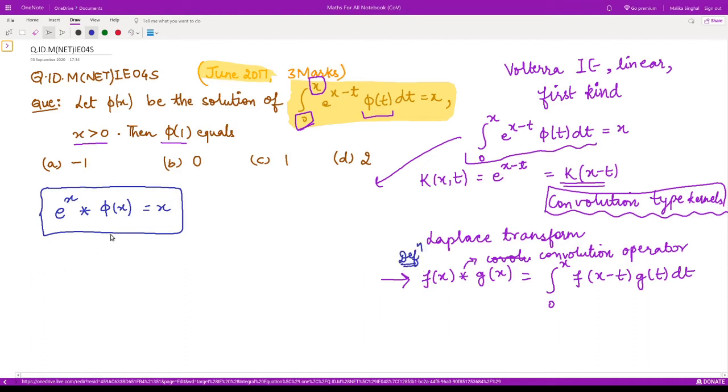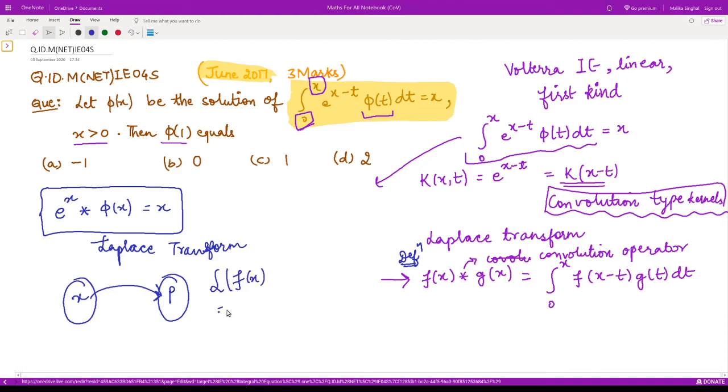Now to solve this, what we do is take the Laplace transform on both sides. What is the Laplace transform? It is a transform which converts the function from one domain to another. We have the domain of x, we take it to some other domain of p, say. The definition of this operator is that the Laplace transform of f of x is equal to the integral from 0 to infinity of e to the power minus st f of t dt. This is the definition of the Laplace transform which we would need over here.